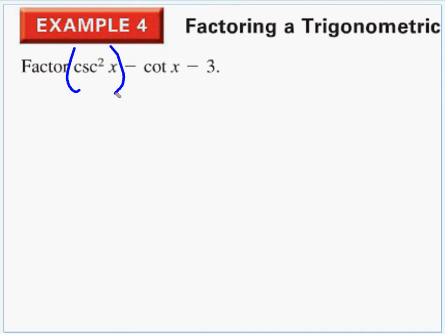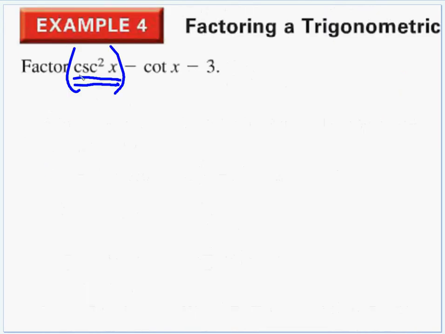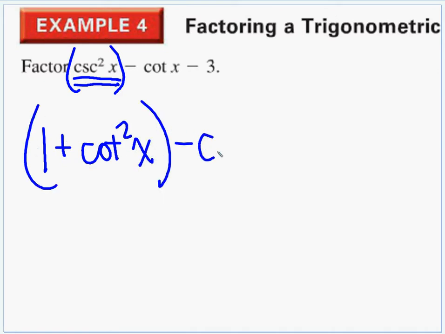So let's go to our formula sheet and figure out what we can replace cosecant squared with. Well, here is the Pythagorean identity with cosecant squared in it. Oh, and it's perfect. Cosecant squared is isolated all by itself, so we can replace it with this quantity, 1 plus cotangent squared. So that becomes 1 plus cotangent squared x minus cotangent x minus 3.